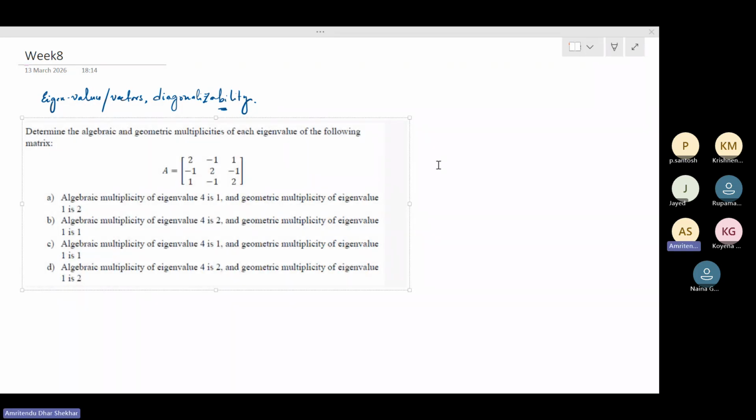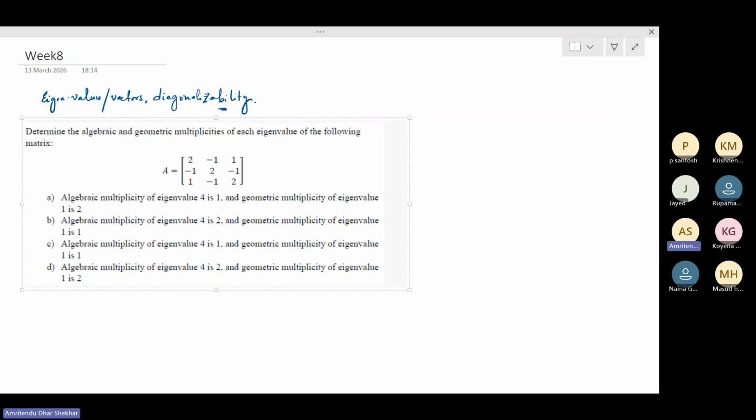I hope you can see my screen. So, the first problem is: for this given matrix, what are the algebraic and geometric multiplicities of each of the eigenvalues? Just to recall, what do you mean by the geometric and algebraic multiplicities of an eigenvalue?